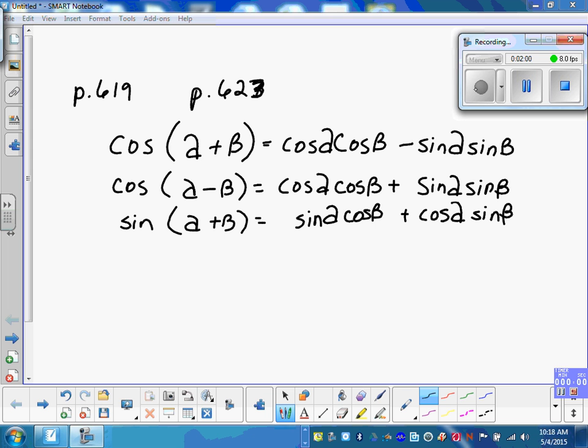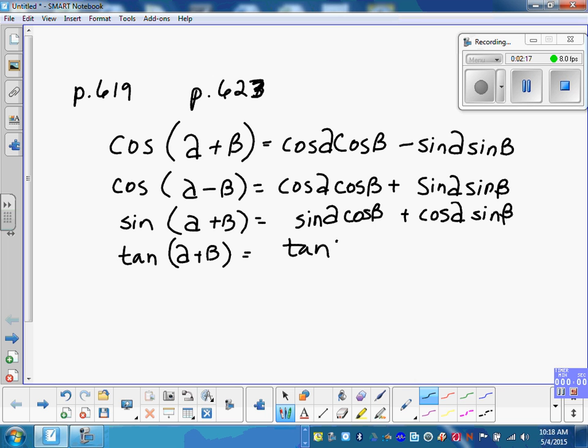Okay, so someone pointed out that the tangent sum and difference formulas were on page 623. So the tangent of alpha plus beta is equal to the tangent of alpha plus the tangent of beta, over 1 minus tangent of alpha times the tangent of beta.